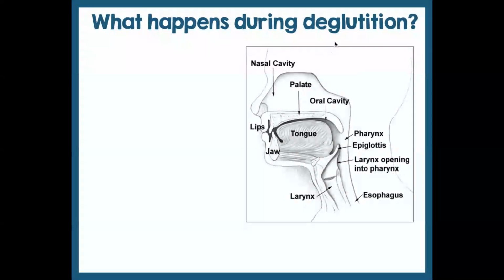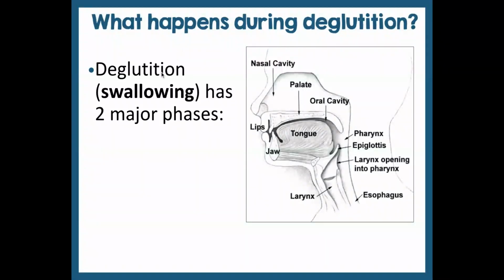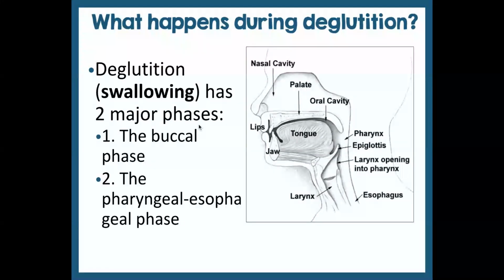So now we're going to talk about deglutition. That sounds like a fancy word, but it's a pretty straightforward process, actually. We're going to talk about what happens during deglutition. So deglutition is just swallowing, and this has 2 major phases: the buccal phase and the pharyngeal esophageal phase.